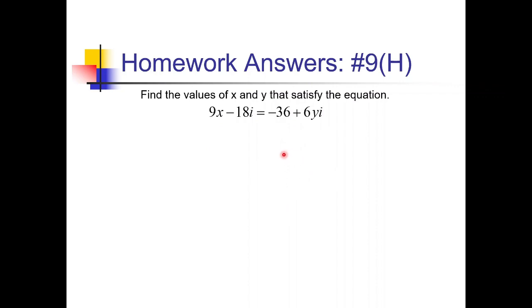For this problem, I'm just going to take the real terms and set them equal, and the imaginary terms and set them equal. That'll give me my x and y values that make this equation true. So I can write 9x equals -36. Dividing by 9 gives me an x value of -4. And for the imaginaries, we have negative 18i equals 6yi. If I divide by 6 and i, that gives me y equals negative 3.